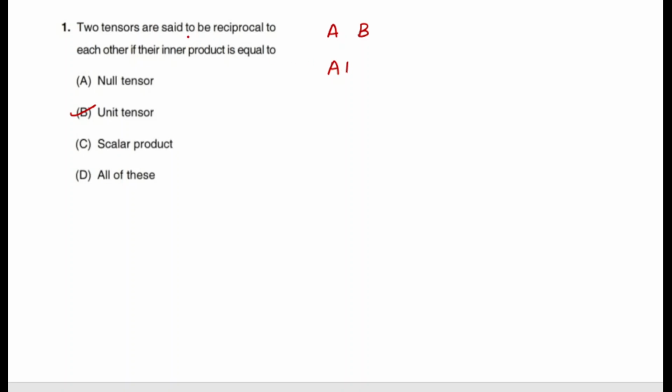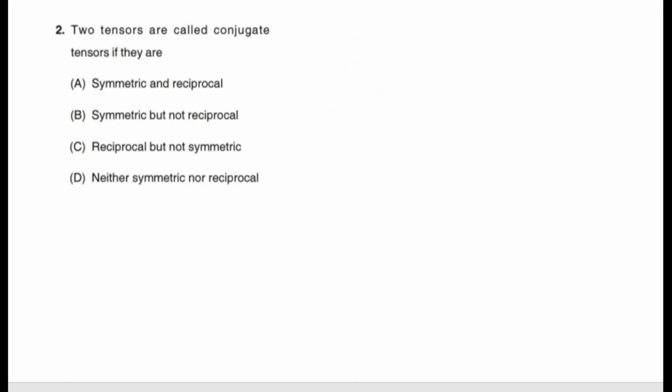Two tensors are said to be reciprocal to each other if the inner product, that is A into B, is equal to the unit tensor. That is, B can be written in terms of A inverse. A inverse is nothing but 1 divided by A. A gets cancelled. What is remaining? 1. 1 is nothing but the unit tensor, right? Yes. So I will tick option B, that is the unit tensor. Next, let us proceed to the next question, that is question number 7.